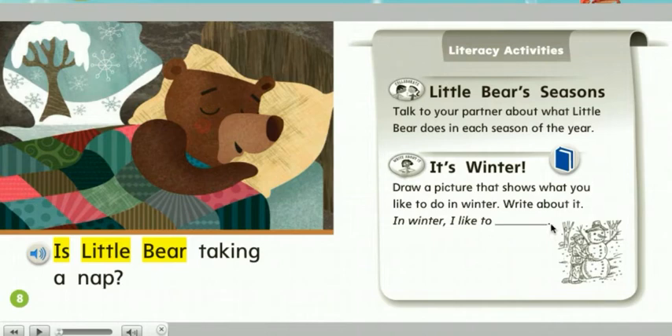Keep in mind, you need to put a period at the end of your sentence because you're telling me something. You're giving me information. You're not asking a question. So you need to draw your picture and you need to copy the sentence down and finish it. In winter, I like to. Would you like for me to share what I like to do? Let me see. In winter, I like to read. So Miss Jones will put the word read here. And of course, don't forget my period at the end.